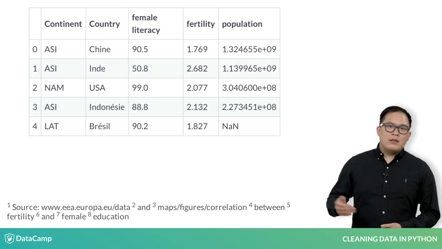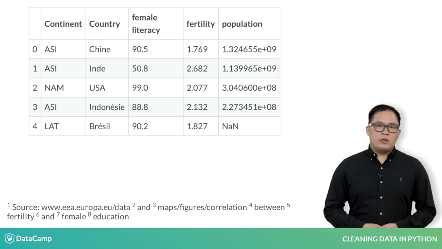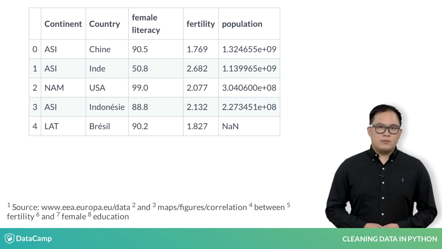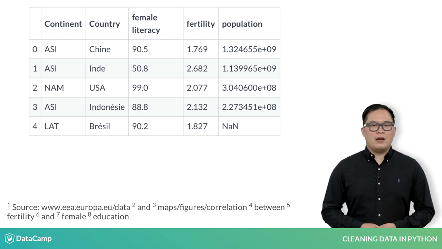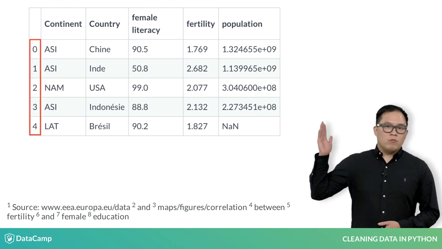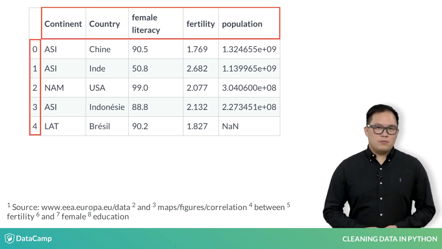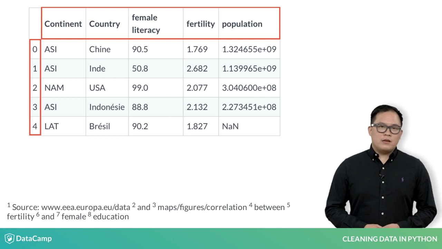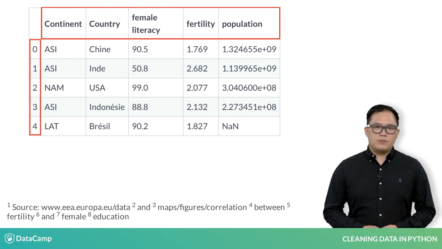This is a dataset that we've adapted from the European Environment Agency. It gives the percent of females aged 15 or over who can read and write, the average number of children that a woman will give birth to, and population for a given country in a continent. We have row indexes and column names. An index in pandas is the basic object storing the row labels. You can reference indexes for rows and columns by their labels or by integer.